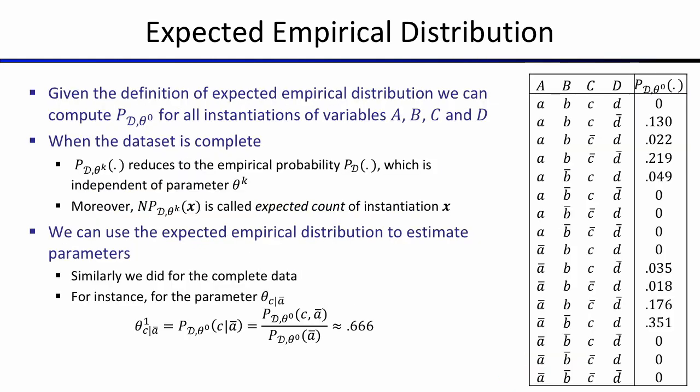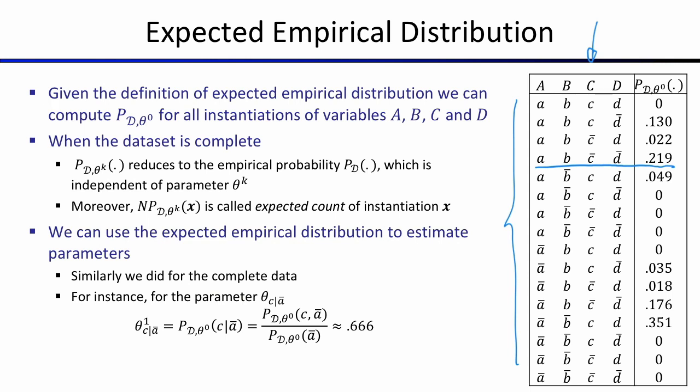So here we are illustrating this idea. This is our expected empirical distribution. These are all possible instantiations that we can have. We have 4 variables. They are all binary. So in this case, we have a total of 16 possible instantiations, 16 possible combinations of values for these variables. We have computed one row for this distribution, that is A, B, not C, and not D, with 0.219.